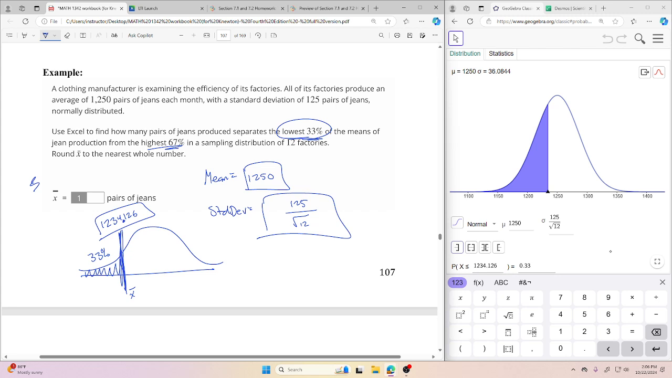Okay. I want to see if I can interpret this correctly. So we're saying now that the average of the 12 factories together, if they're the lowest 33%, would be that much? Or no. I know. If a factory was to be in the lower 33% out of these 12, that's what their mean would be. Okay, I think that's a better interpretation.